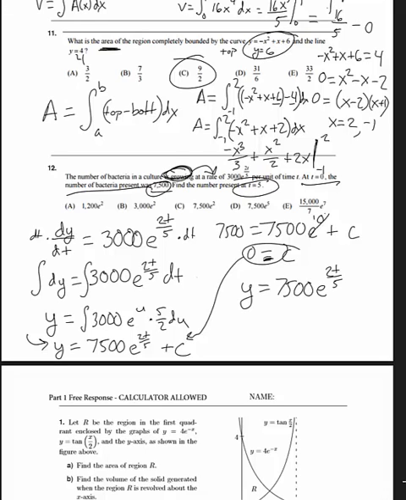Now we want to find the number of bacteria at time equals 5. So we plug in 5, and we see that those 5's cancel, so we get 7,500 e squared. Choice C. So there's all of that. I know that took a little bit of time, but hopefully you got all the questions answered that you needed.